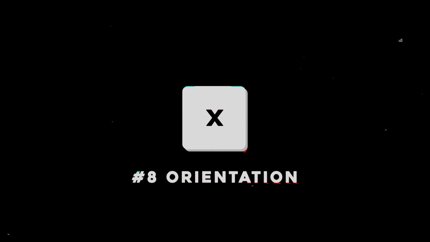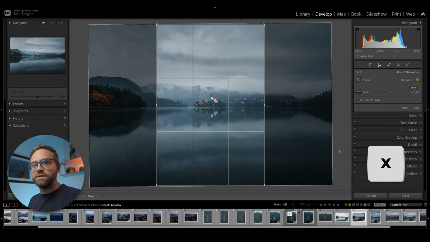Still in crop mode, pressing X will change the photo orientation from horizontal to vertical or vice versa.